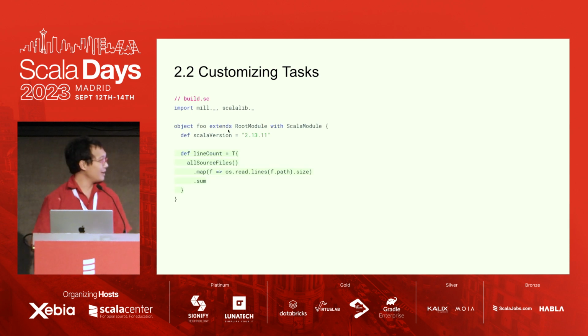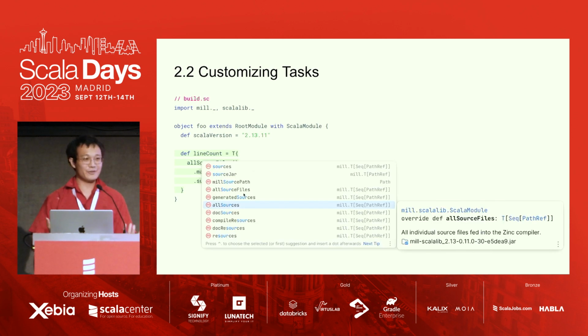So starting from that, I could define a new line count task. So here I say define line count equals T. So this T thing you may not know about, but just roll with it. All source files comes from Scala module. I'll talk more about that later. I take all source files. I OS read lines, the path, get the size, sum them up. Here's the line count.